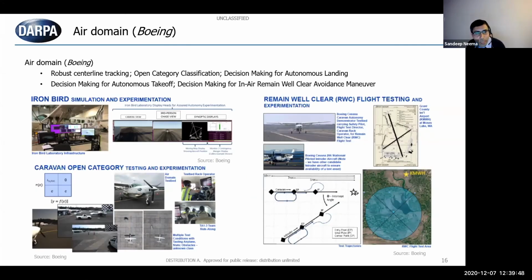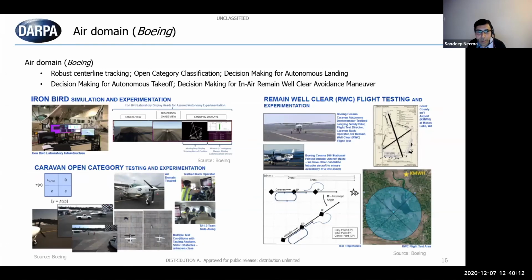In the air domain context, this is work with Boeing. Several interesting challenge problems here. We started in our phase one just looking at ground navigation, so basically doing autonomous taxi. But in phase two, we're looking at more landing and takeoff kinds of operations as well.